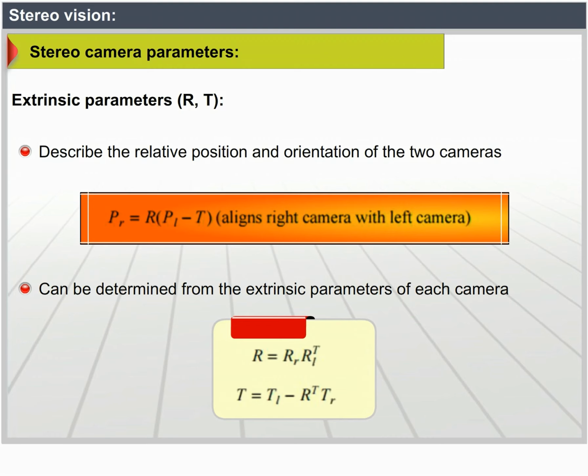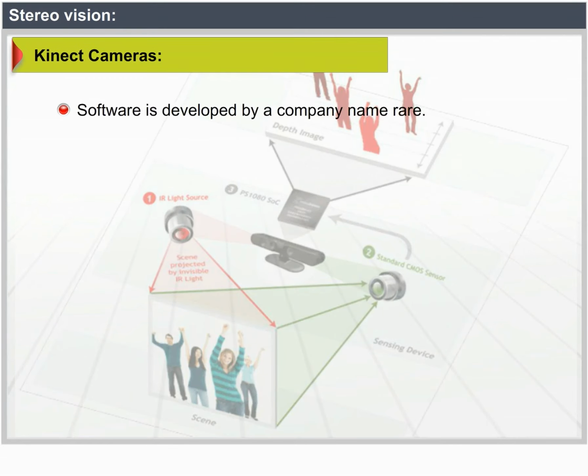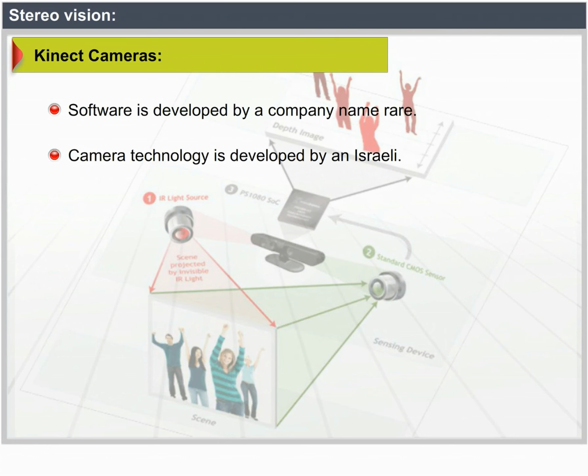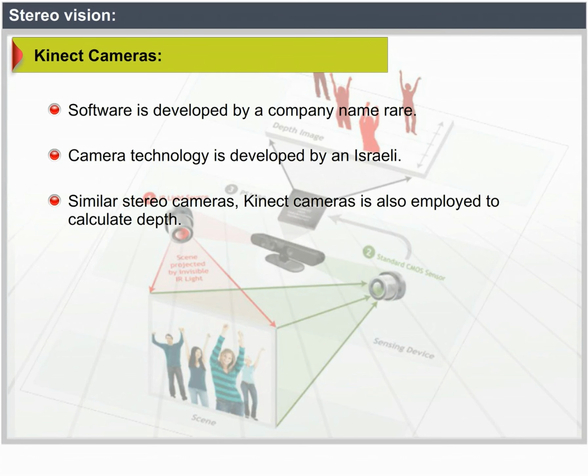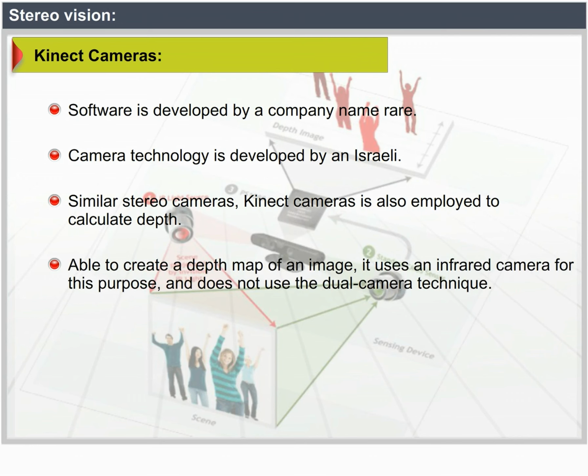Kinect cameras. The software is developed by a company named Rare. The camera technology is developed by an Israeli company. Similar to stereo cameras, Kinect cameras are also used to calculate depth. Able to create a depth map of an image, it uses an infrared camera for this purpose and does not use the dual camera technique.